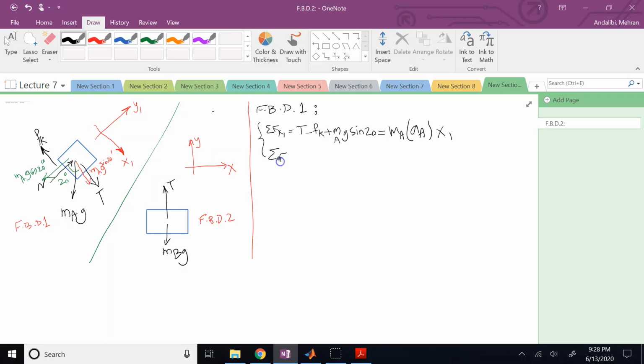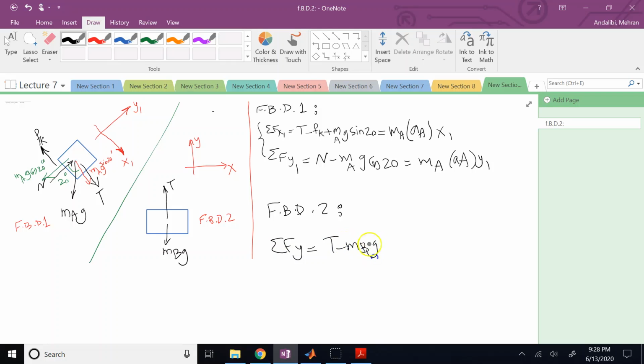And then sum of the forces in the y1 direction, which in this case is N minus mag cosine 20, is mass of object A times acceleration of object A in the y1 direction. Then I apply the same equations for free body diagram 2, with the difference that in free body diagram 2 there is nothing along x, no motion, no force, nothing. So we get 0 equals 0. So all we need is just say sum Fy is, in this case, T minus mbg. This is equal to mass of the object times acceleration of the object in the y direction. Okay, so you have 3 equations.